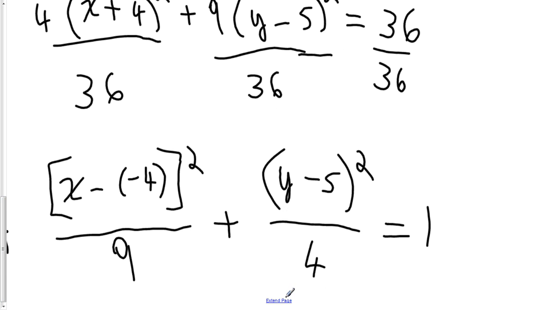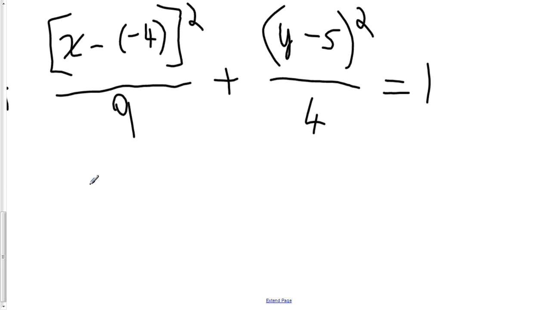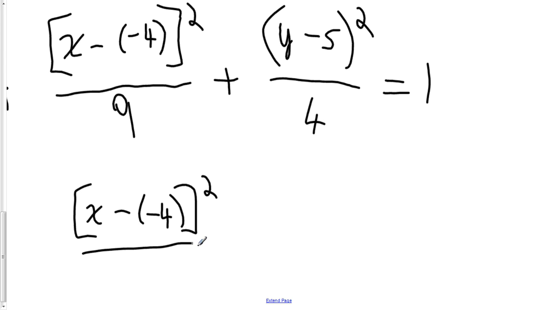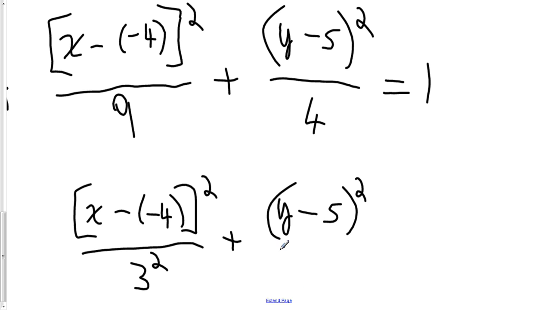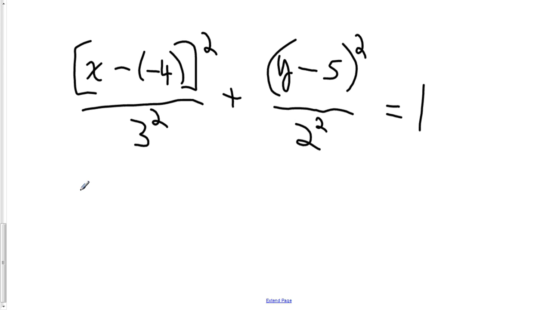So let me rewrite it just one more time. I'm going to have this as x minus negative 4 squared over, I'm going to write this as 3 squared, plus y minus 5 squared over, I'm going to write this as 2 squared. And then this is equal to 1. So now it fits exactly the form.